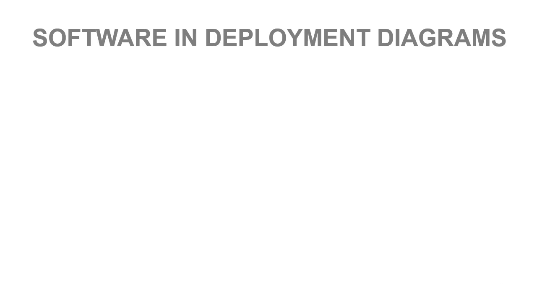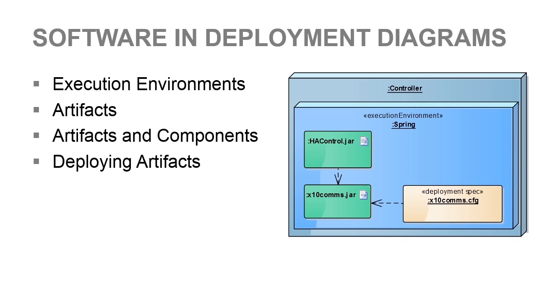In these next two movies, we'll look at how software gets represented in deployment diagrams. We'll start with execution environments, which are typically containers for other software artifacts to be deployed to. Then look at artifacts and the relationship between artifacts and components. Finally, we'll see how artifacts can be deployed to nodes and how the deployment can be specified with deployment specifications.